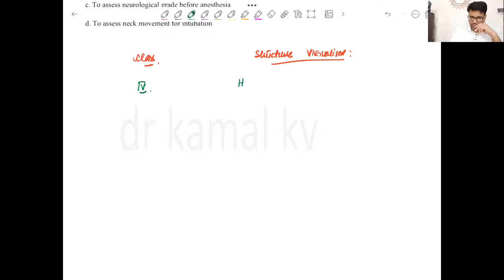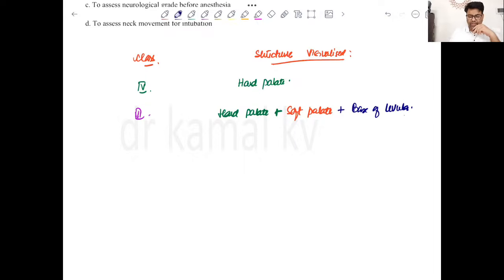In class 4 we will see only hard palate, right? In class 3 we will see hard palate plus soft palate plus base of uvula. Clear?